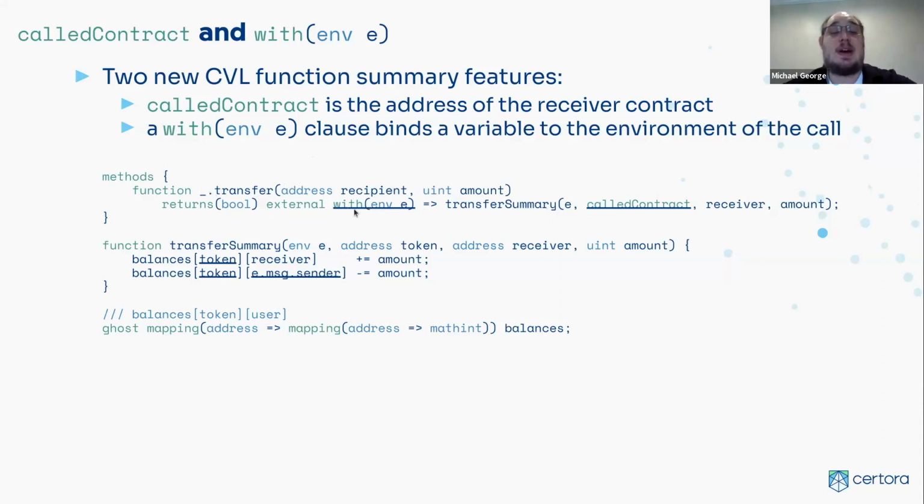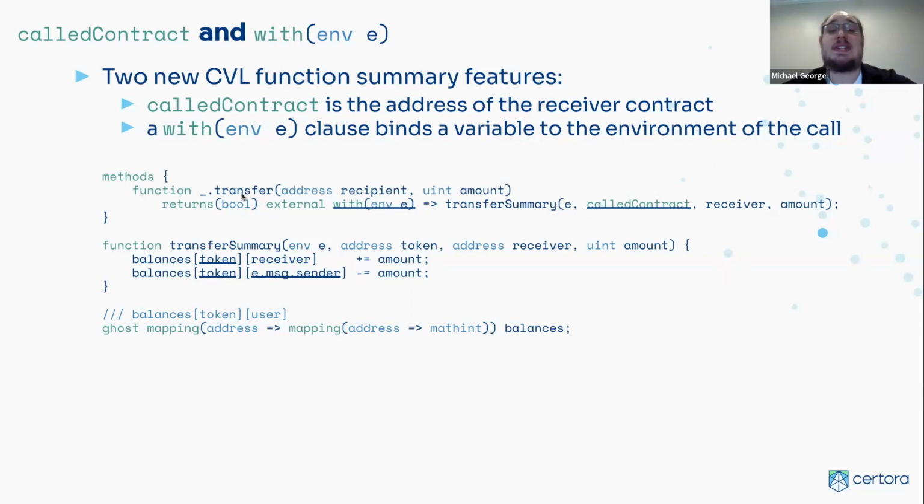So when I write a summary for a contract function, I can add this withENV at the end, and that creates a new variable. In this case, I've called the variable E. That's what I usually do. And then I can pass that variable to my summary.